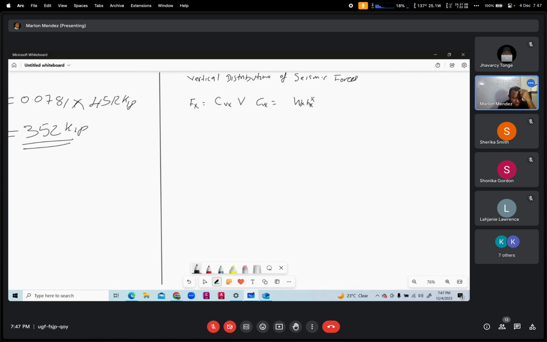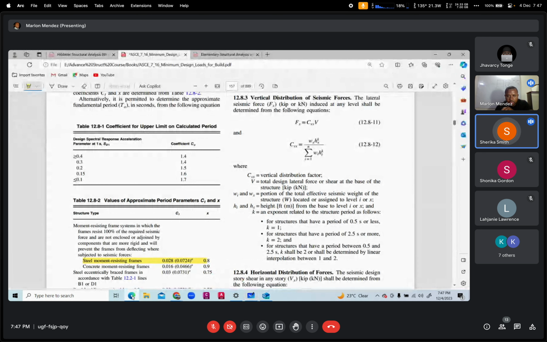Let me see. All right, K. Let me just go back here and see something. Let me show you some code. It says for T equals 1, K is 0.75 plus 0.5 T. Which is this. All right. For a structure period of 0.5 or less.